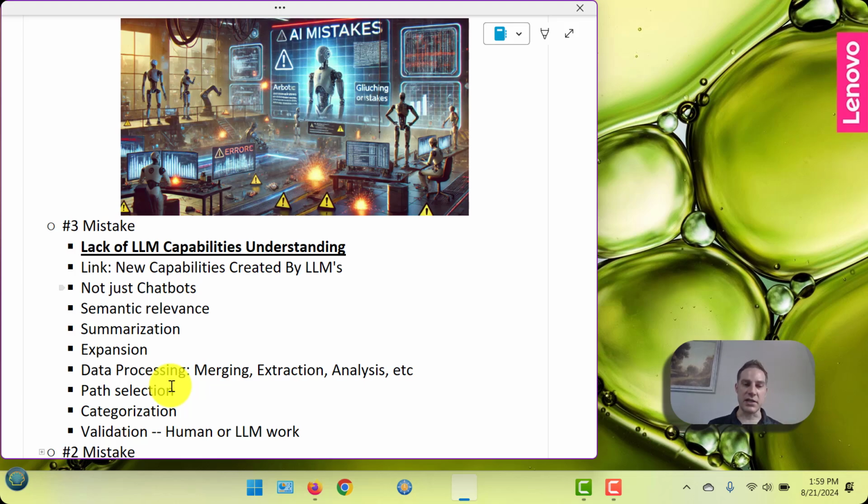Anyway, path selection, categorization, you can validate work, be it human or LLM work. These are all capabilities of LLMs that are beyond just chatbots. And there's quite a bit more. So when people go into this, they have the frame of ChatGPT or Microsoft Copilot, and for some reason, it seems really hard for people to get out of that and understand that these are tools that can do a lot of other things. All right, we'll go to mistake number 2.